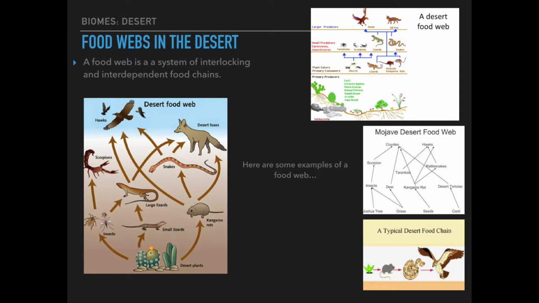Food webs in the desert. A food web is a system of interlocking and interdependent food chains, and here are some examples of a food web. There's the desert food web.